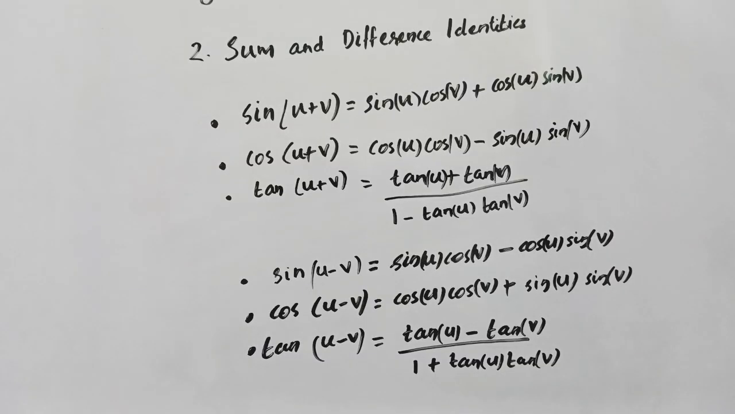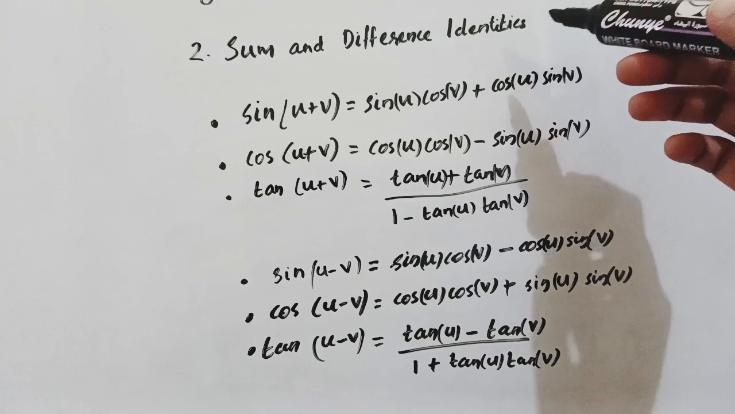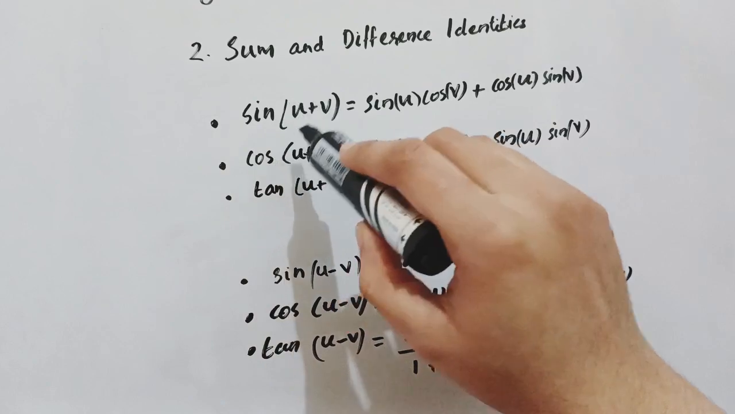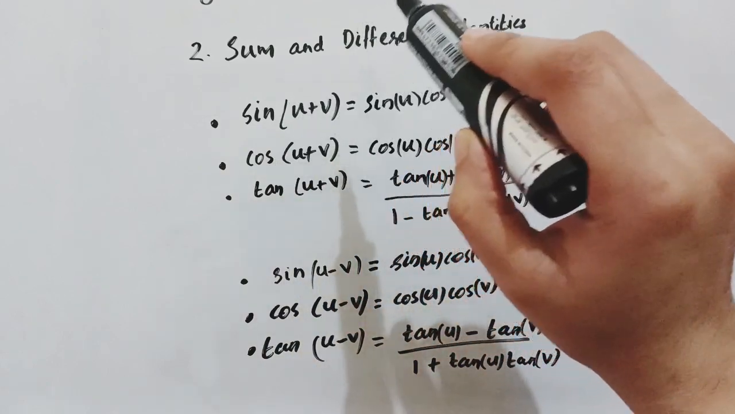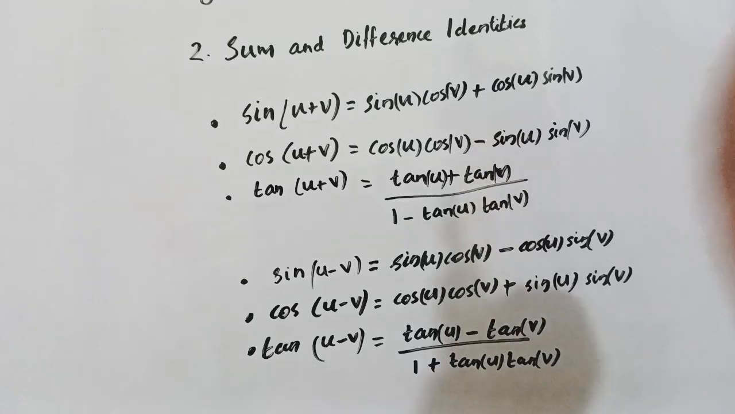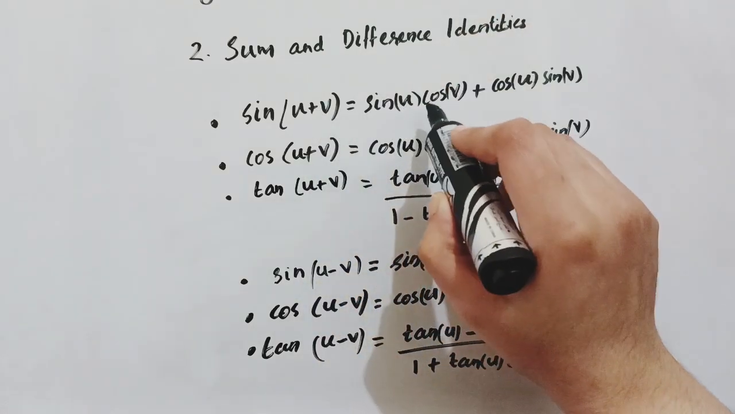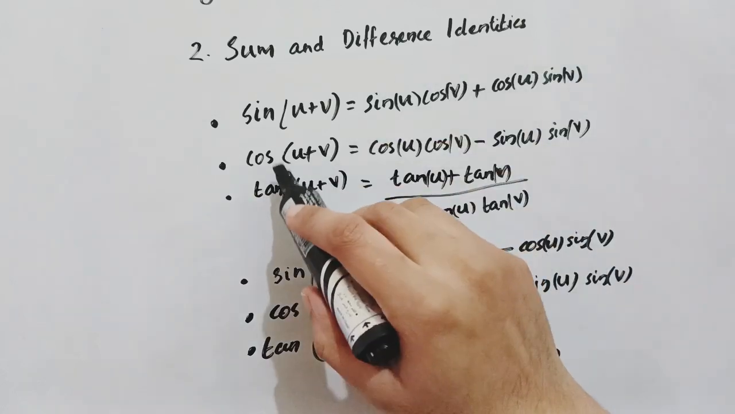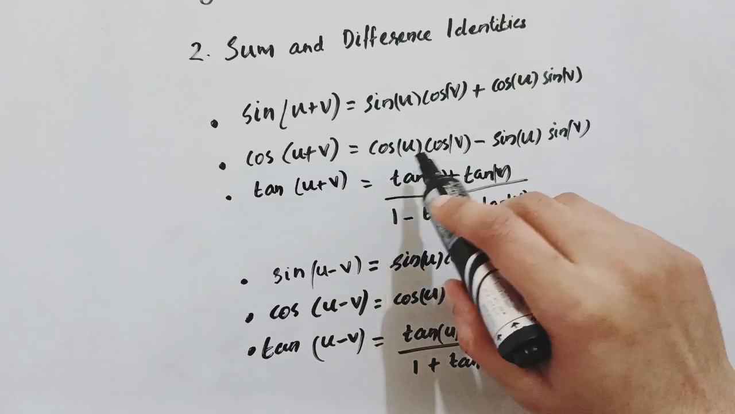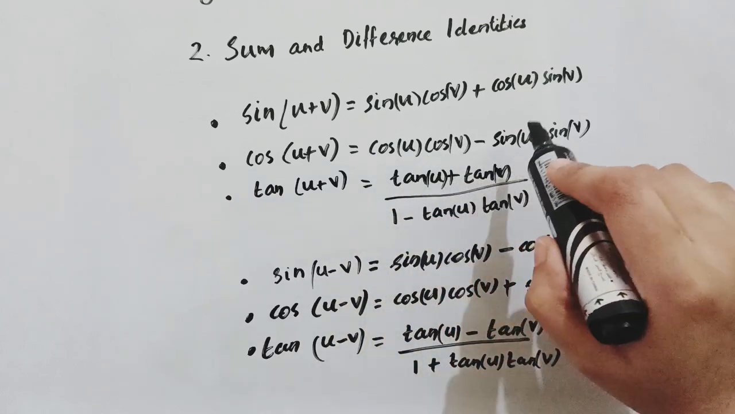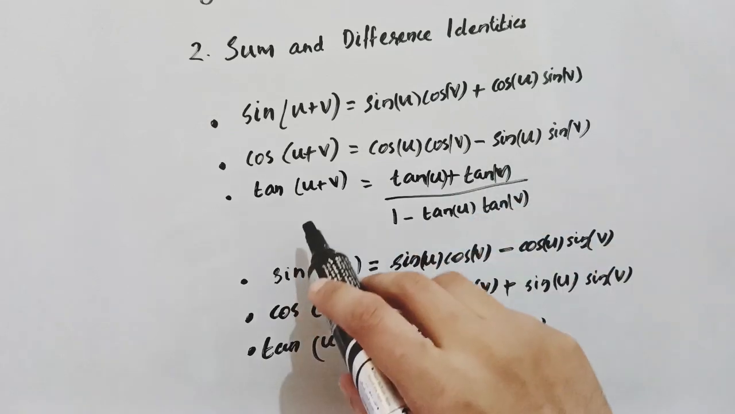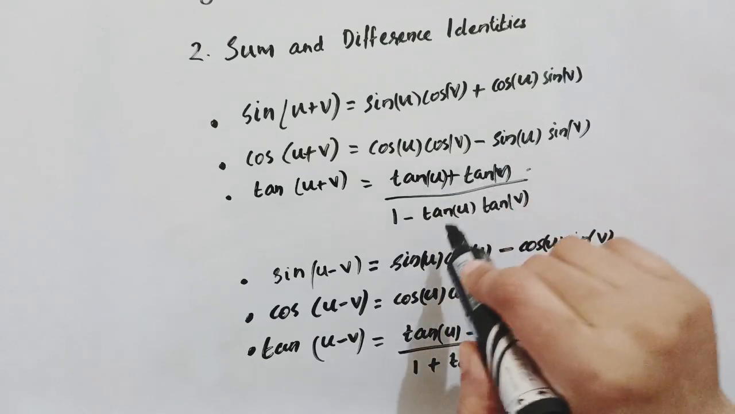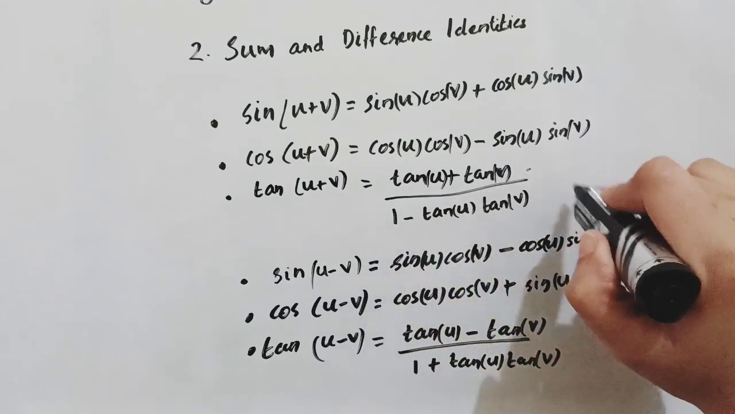Second formula is sum and difference identities. There we have 6 different identities. First one, sin u plus v. That is, we take the angles as u and v. Then sin u plus v equal to sin u cos v plus cos u sin v. Second, cos u plus v equal to cos u cos v minus sin u sin v. Next, tan u plus v equal to tan u plus tan v by 1 minus tan u tan v.